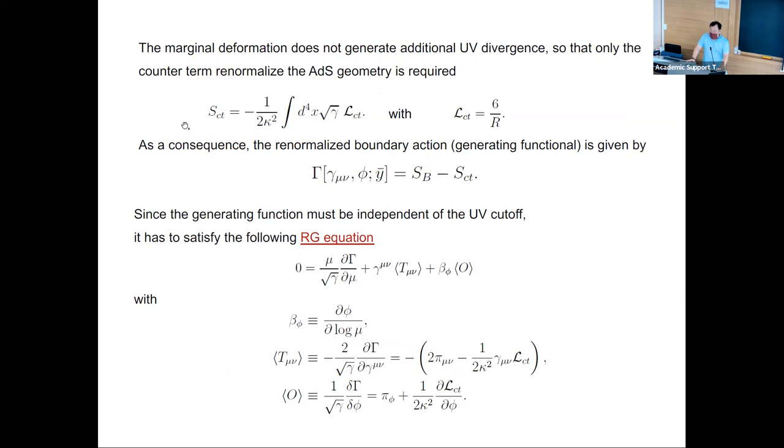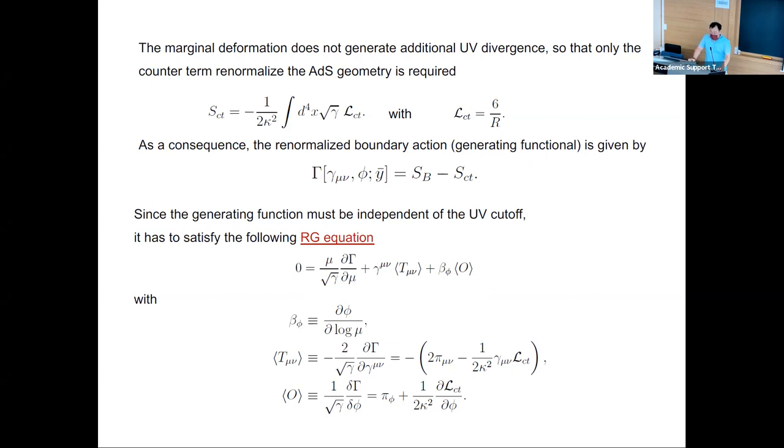Although the generating functional is scale independent, a component of this generating functional can depend on the scale. So the variation with respect to scale gives rise to this relation. This is a typical anomaly equation of quantum field theory.